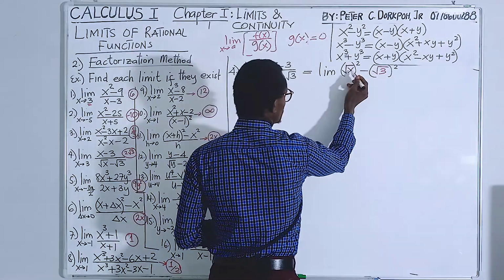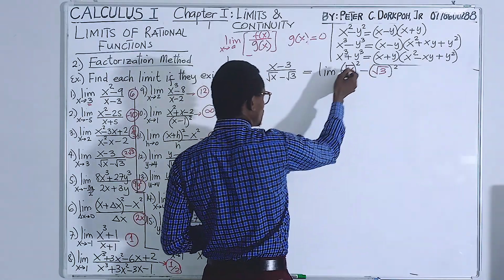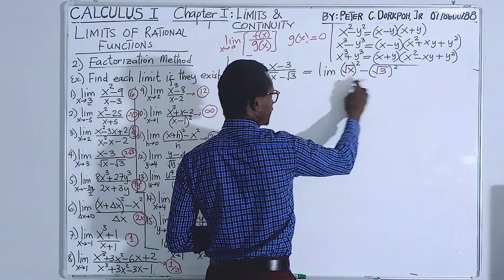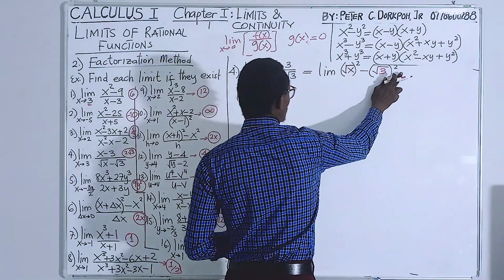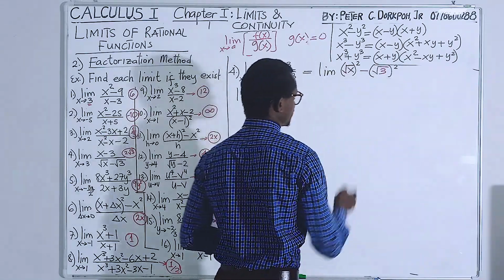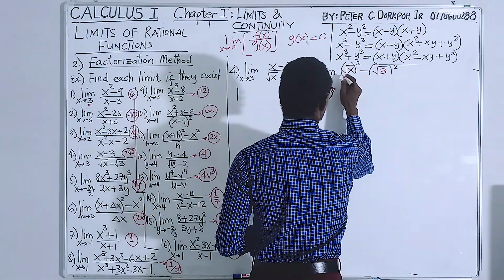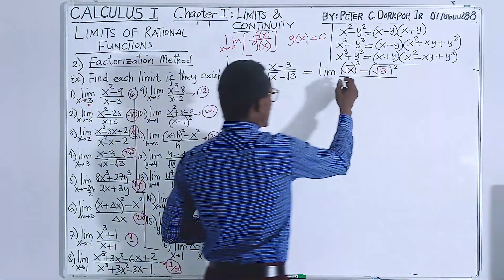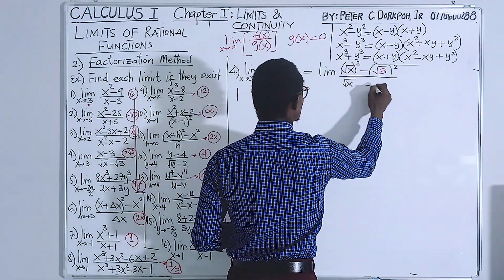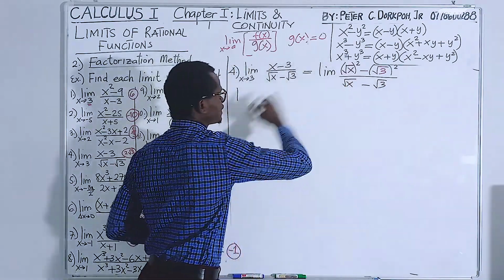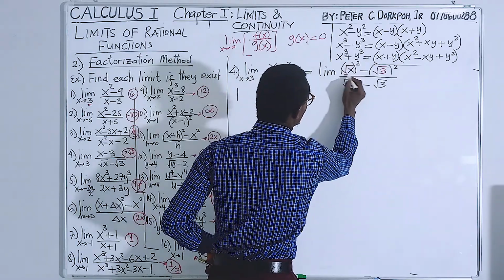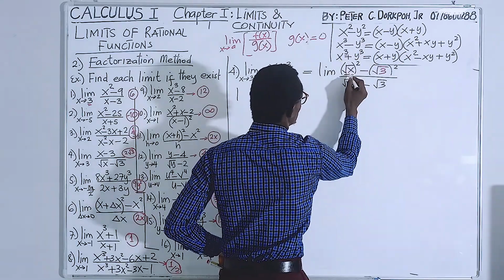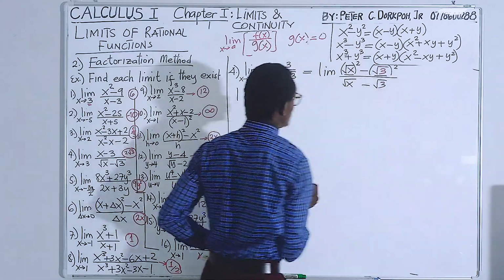Because if you say the square root of x raised to the power of 2, the square root can cancel, it just equals x. The square root of 3 raised to the power of 2 is also equal to 3. So we have not changed anything, we just rewrite the problem. Divided by the root of x minus the root of 3. So in this case now, our x is the root of x, and our y is now the root of 3.